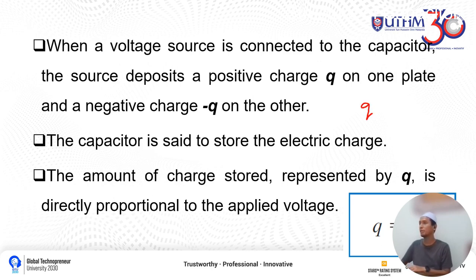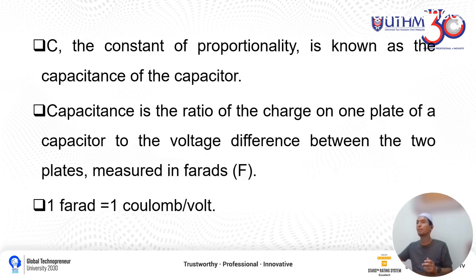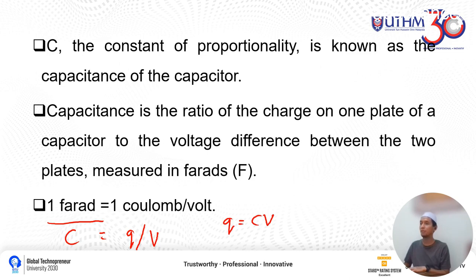So this is the important symbol. Q is a charge and is directly proportional to the applied voltage. And Q itself equals CV, while C is the constant of proportionality, known as the capacitance of the capacitor. The unit of capacitance is farad or microfarad, millifarad, and 1 farad is equal to 1 coulomb per volt. So this is C, and this is Q, and this is the V, which is why Q equals CV, because when you move V onto the other side, it will be on the bottom.